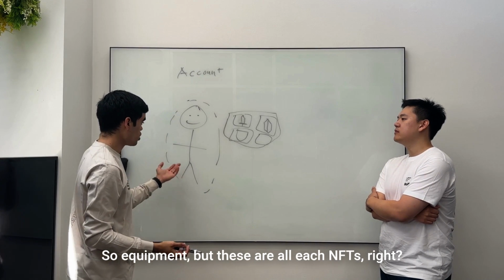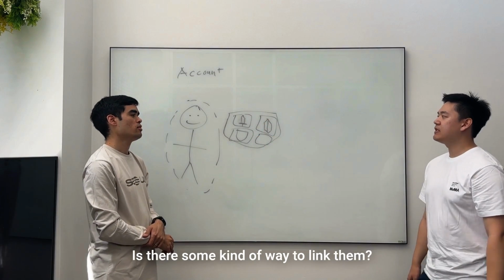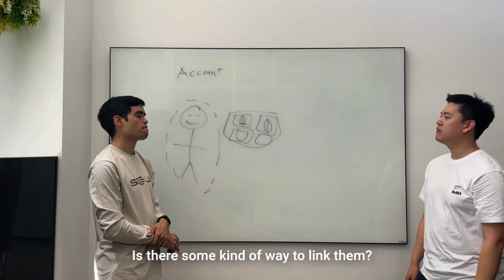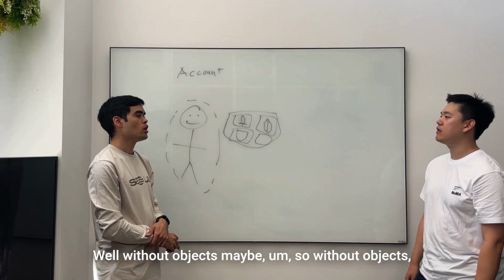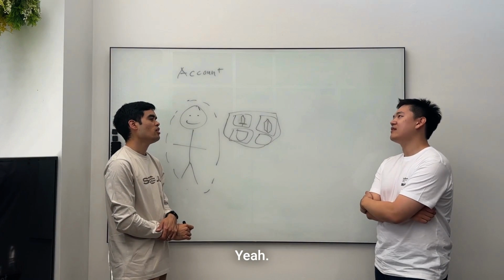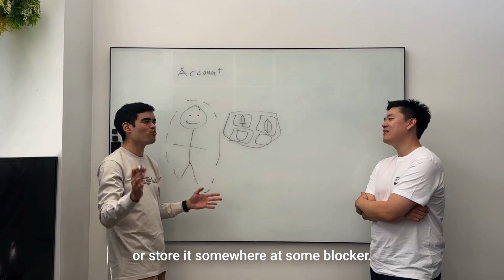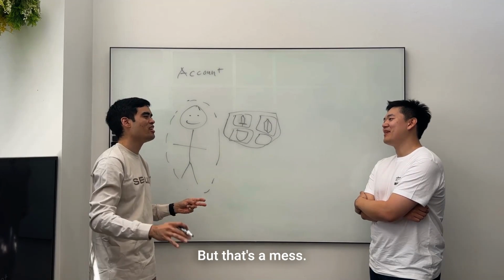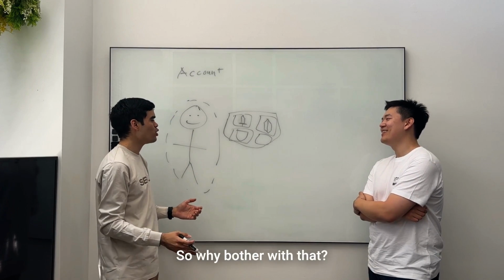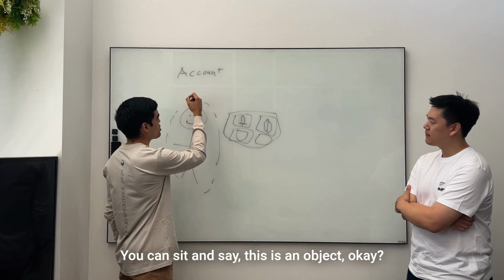So equip it. But these are all each NFTs, right? They're all each NFTs. Is there some kind of way to link them? Well, without objects, you probably have to put some custom logic in it. And you probably have to burn the shield or store it somewhere at some locker. Oh, that's a mess. Yeah, it's a mess, right? So why bother with that? Right. You can say, this is an object.